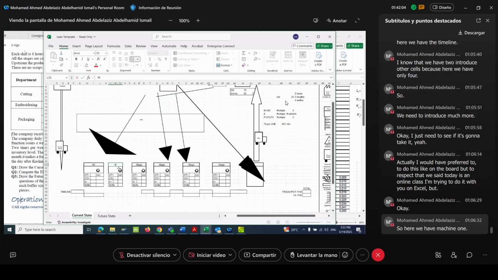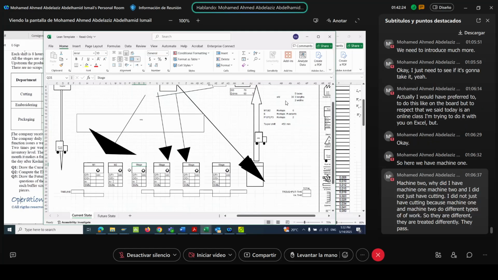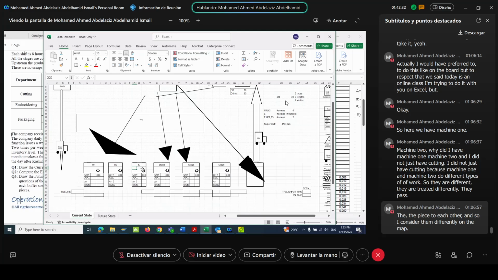machine 2. Why did I have machine 1, machine 2, and I did not just have cutting? I did not just have cutting because machine 1 and machine 2 do different types of work. So they are treated differently, they pass the piece to each other, and so I consider them differently on the map. Here I have the embroidering, only one. Why? Because the 2 stations inside did exactly the same thing. So I just need to consider one.